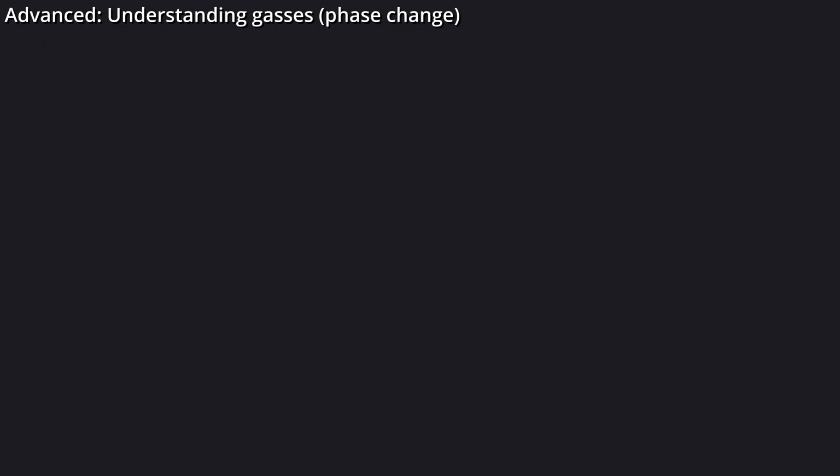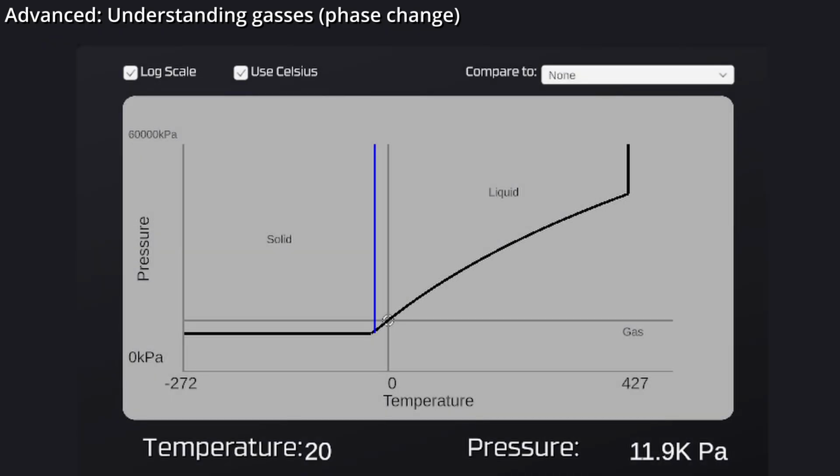Let's pull up a graph using the F1 key in-game and searching for water. Looking at this graph, we can see 3 distinct phases. If we have 20 degrees Celsius water, anything above 11.9 kPa will turn into liquid. Anything below 11.9 kPa will turn into steam. At this temperature, there is no pressure that will make the water become a solid.